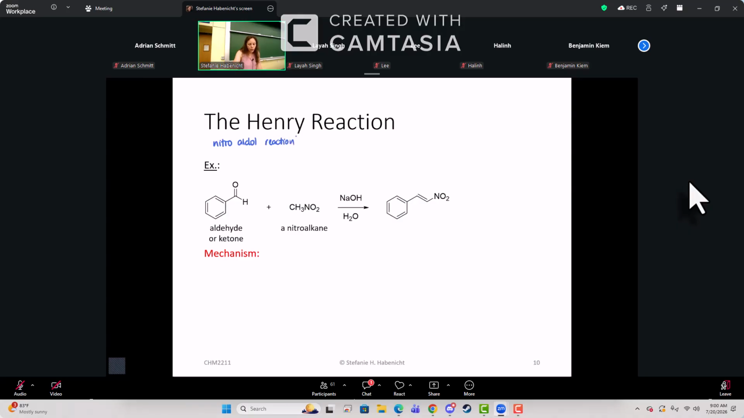It uses one carbonyl component, one aldehyde or ketone, and that aldehyde or ketone will serve as the electrophile. And in addition to that, we're using not a second carbonyl component, but a nitroalkane. Commonly nitromethane, also used in racing fuel.